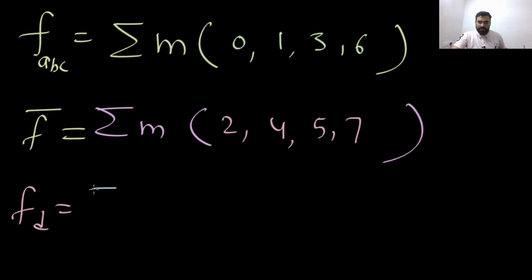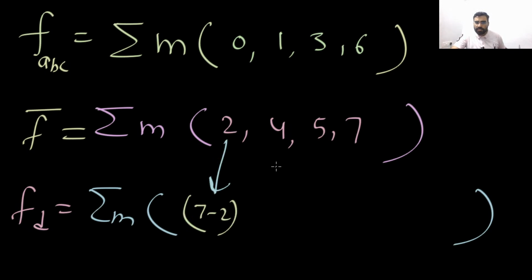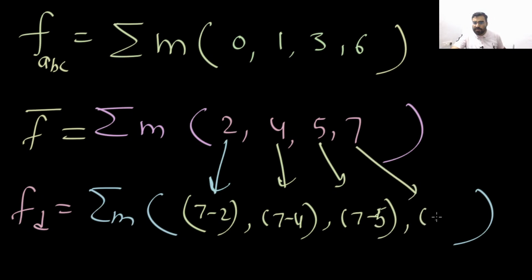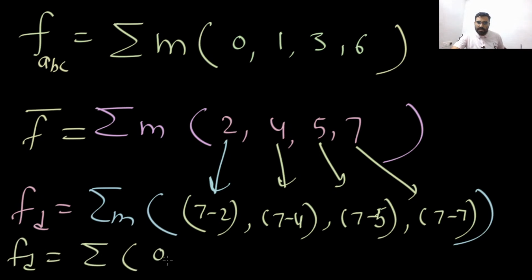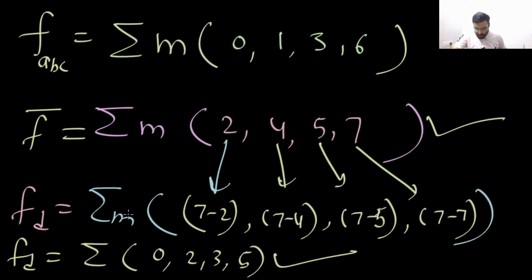And what will be f dual? That will be the reverse of f complement. F dual is the reverse of f complement. So what is the reverse of 2? That will be 7 minus 2. Reverse of 4, that will be 7 minus 4. Reverse of 5, that is 7 minus 5. And reverse of 7, that is 7 minus 7. So your f dual is 0, 2, 3, 5. So your f complement is this, your f dual is this.